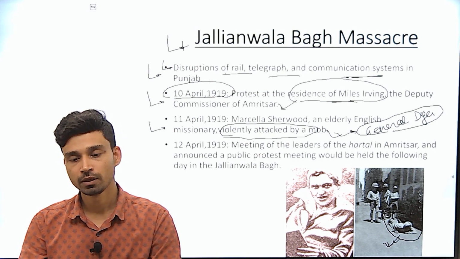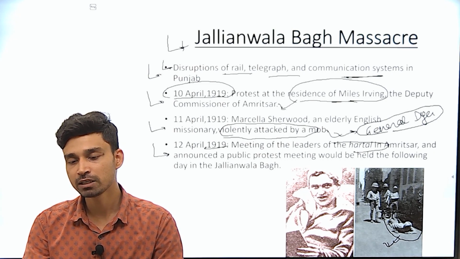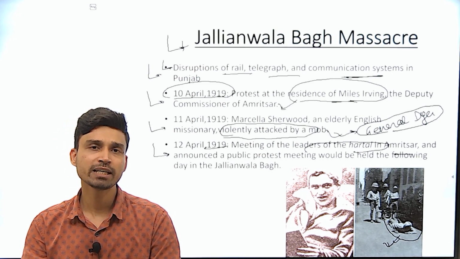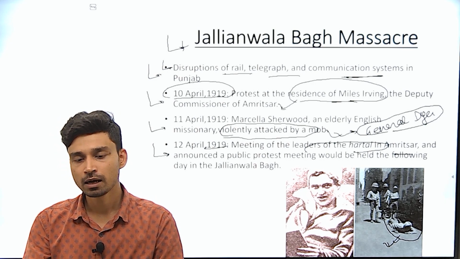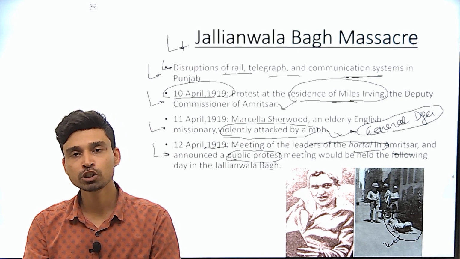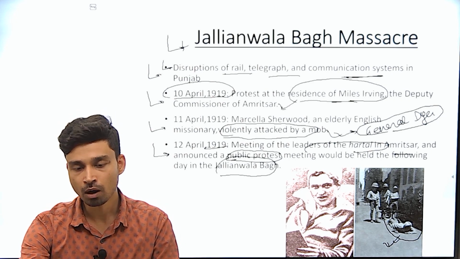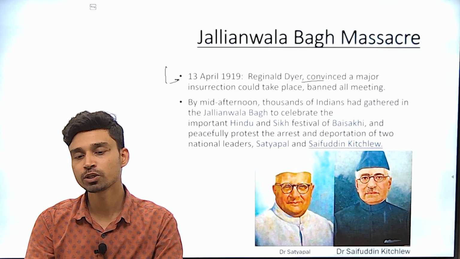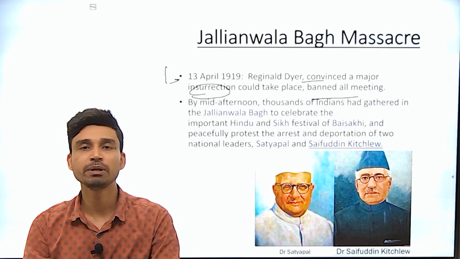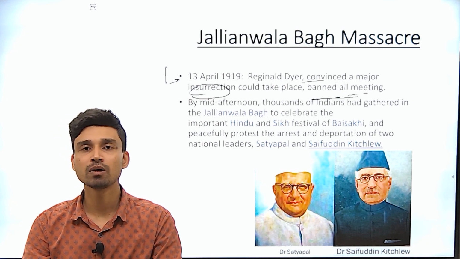Then on 12th April 1919, the Hartal leaders met in Amritsar and announced that on the next day, 13th April, a public protest would be held in the Jallianwala Bagh against the promulgation of the Rowlatt Act. Upon receiving this news, on 13th April 1919, Reginald Dyer was convinced that a major insurrection could take place, and he banned all meetings. He said the public meeting could not take place and martial law was in place.